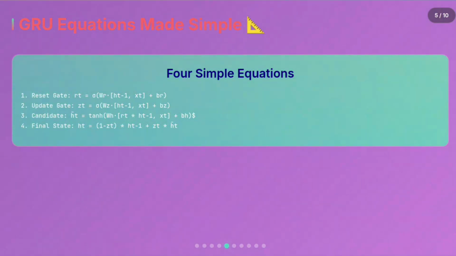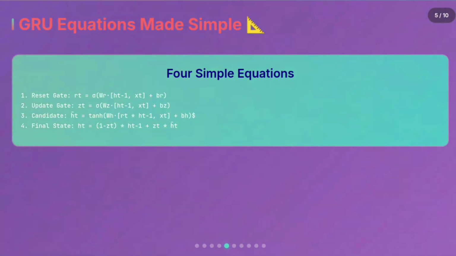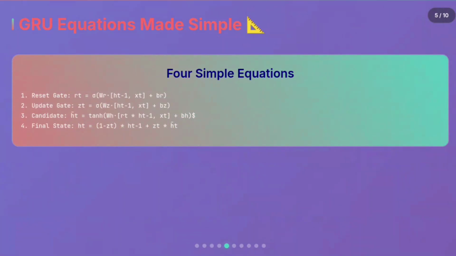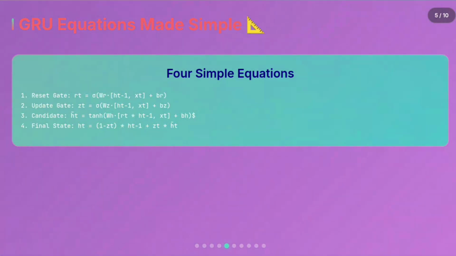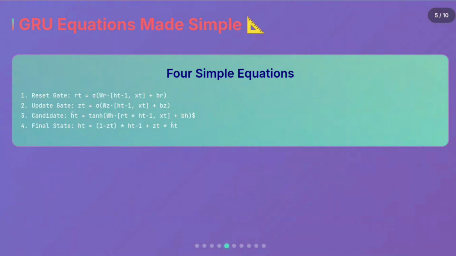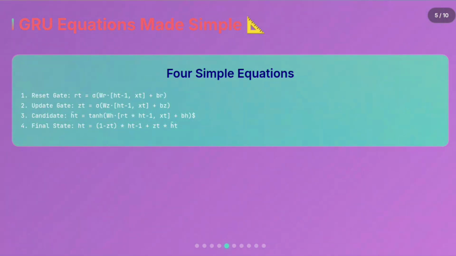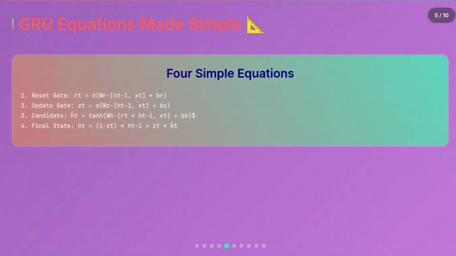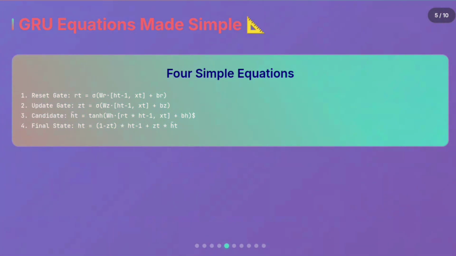r_t = σ(W_r · [h_{t-1}, x_t] + b_r). This just means look at the previous hidden state and current input, multiply by some weights, add bias, and squash it between 0 and 1 using sigmoid. Update gate. z_t = σ(W_z · [h_{t-1}, x_t] + b_z). Same idea, combine previous state and current input to get a value between 0 and 1.